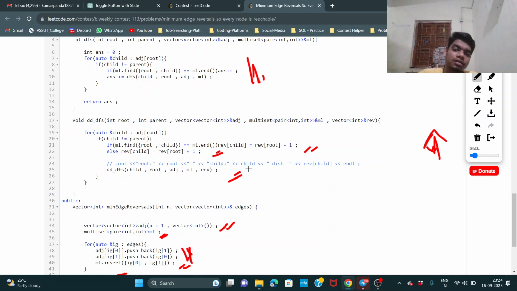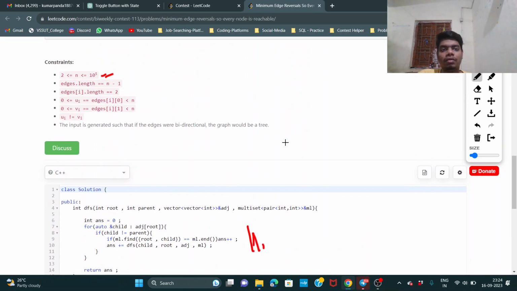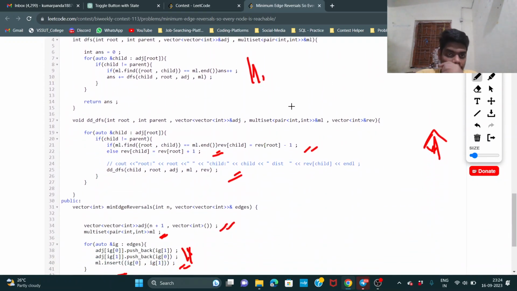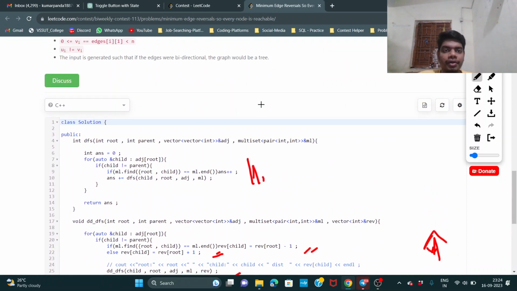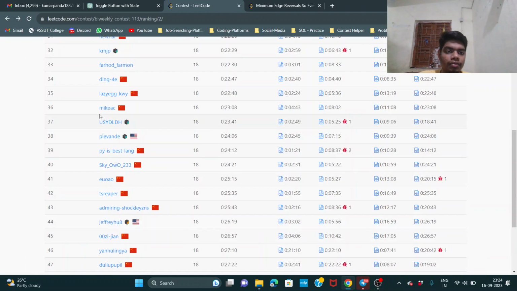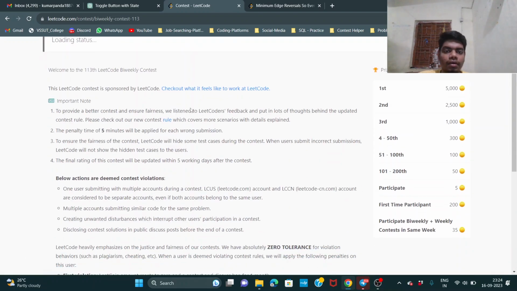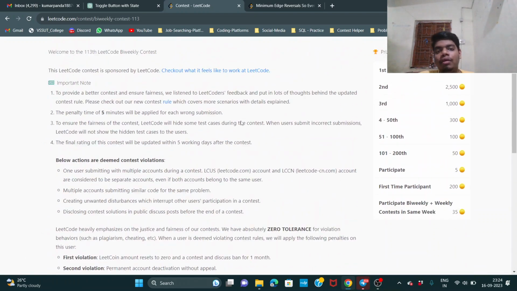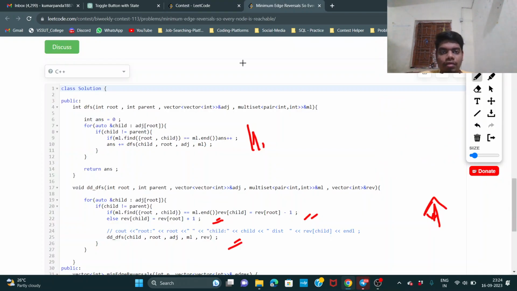So this is a simple dfs. This is the third problem. I was not able to solve the third problem during the contest, but I'll try to upload the third problem solution as fast as possible.